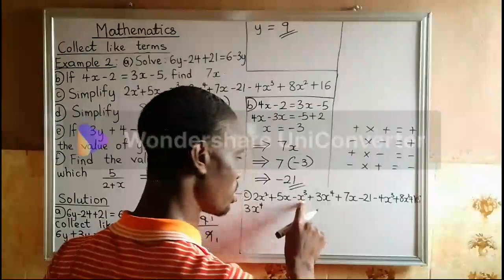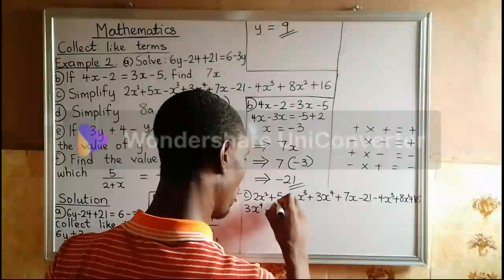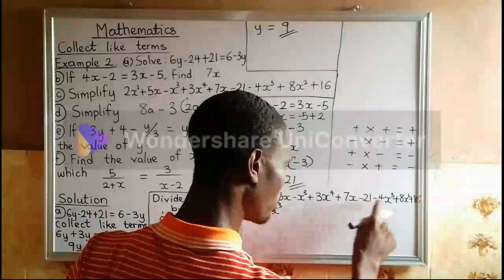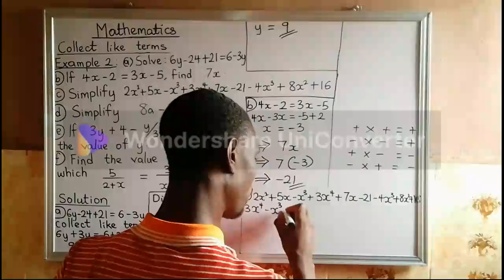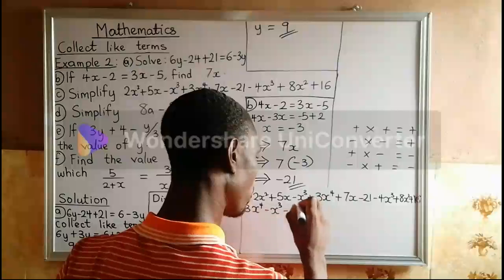So this has x raised to power 3. So that will be minus x raised to power 3. Is there another one that has x raised to power 3? Yes. Minus 4x raised to power 3.